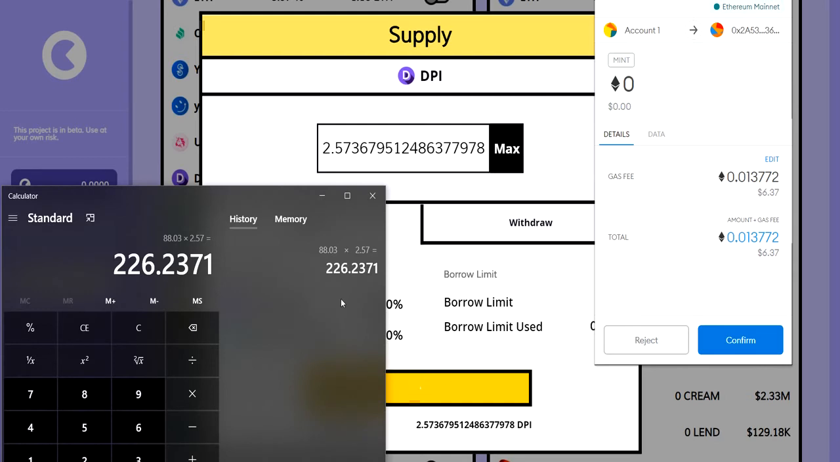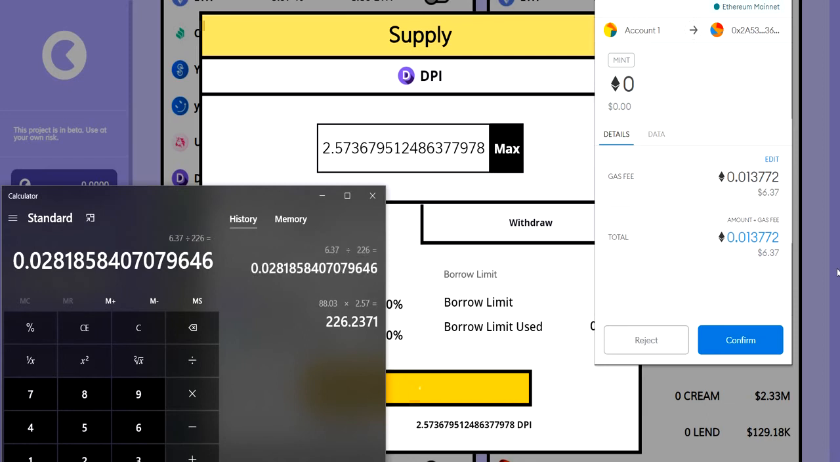Okay, I should figure that out. So we want to find out how much $6.37 is. We take $6.37 divided by 226, and we see that it's going to cost me 2% of my value to deposit it. So how long is it going to take me to get my money back? Now there is compounding in there, so the math I'm going to do is not exactly right, but I'll give you a general idea.